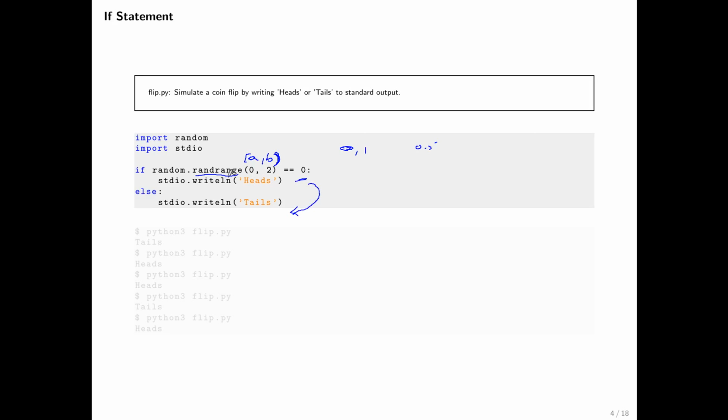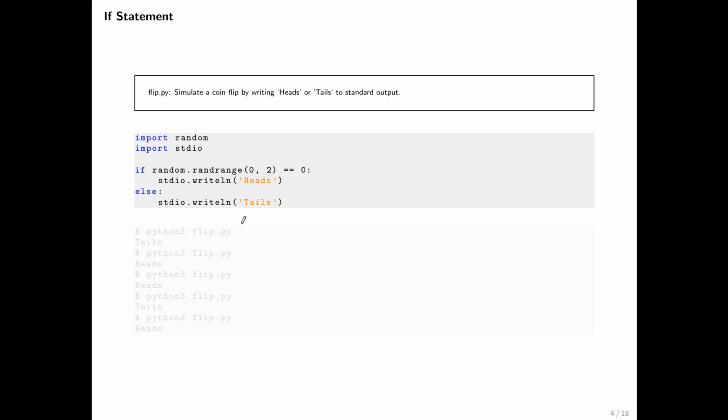But what if randrange returned not 0 but 1? Well, in that case, this part of the expression is 1. 1 is not equal to 0, so the Boolean expression is false, in which case it is this statement that gets executed, and that ends up printing the string tails to the terminal. And we are done with the if statement as well as the program because there is nothing after the if statement. Okay, so as you can see, the program correctly simulates a coin flip. With probability half, it's going to print heads, and with probability half, it's going to print tails.